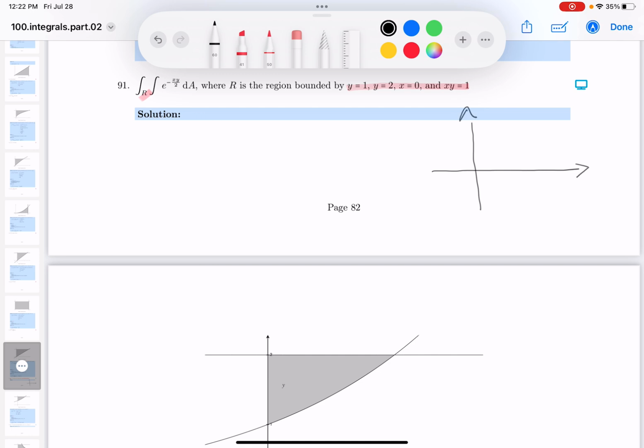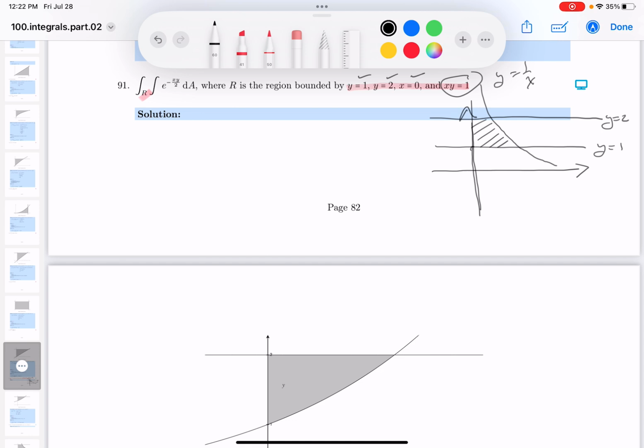X-axis, y-axis. y equals 1 looks like this. y equals 2 looks like this. x equals 0 is just the y-axis right over here. And then this one over here is just a hyperbola. It's going to be y equals 1 over x, and that looks like this, sort of.